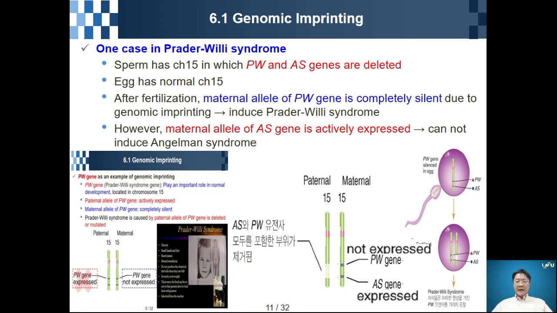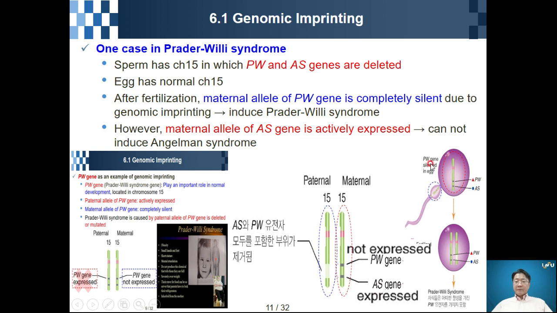So in this slide, I will show you another case, in Prader-Willi syndrome. Okay. In this case, sperm has chromosome 15 in which the PW gene and AS gene are deleted. However, the egg has the normal chromosome 15, so it has the PW gene and the AS gene.